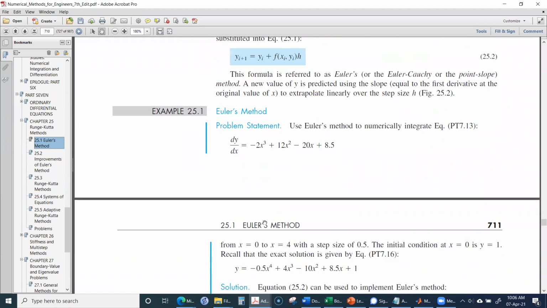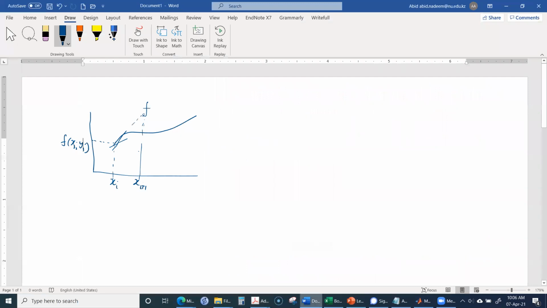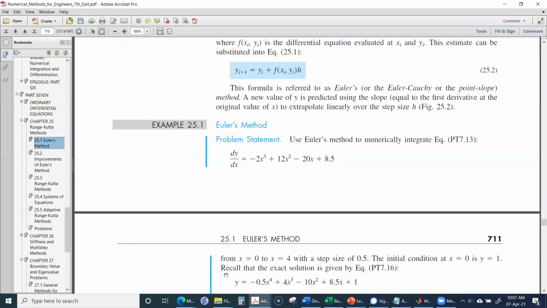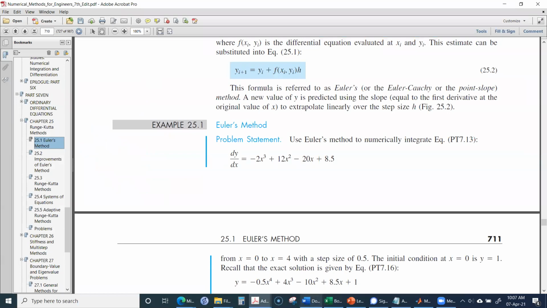Let's apply this method to find the numerical integration of this differential equation. For example, if we have dy/dx is equal to minus 2x cubed plus 12x squared minus 20x, and then plus 8.5.